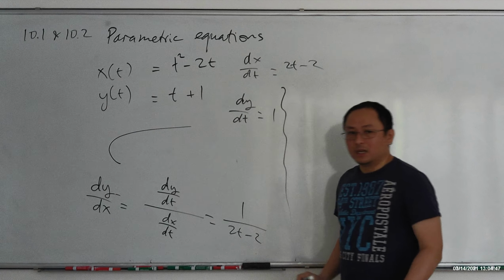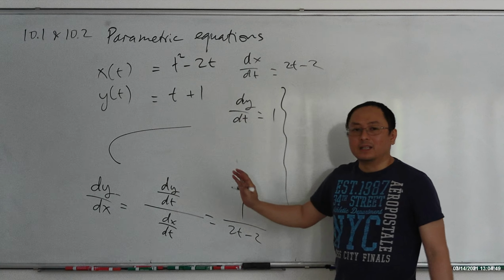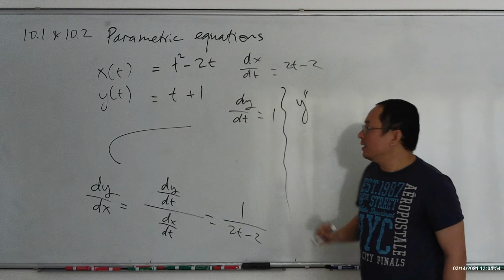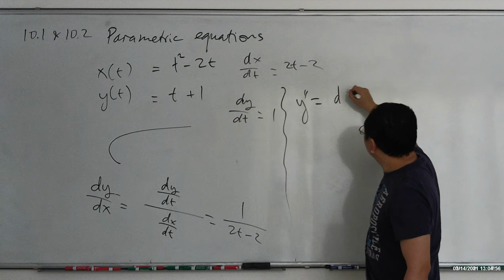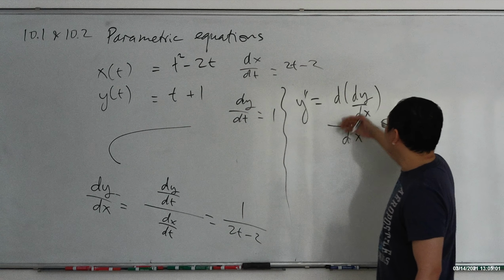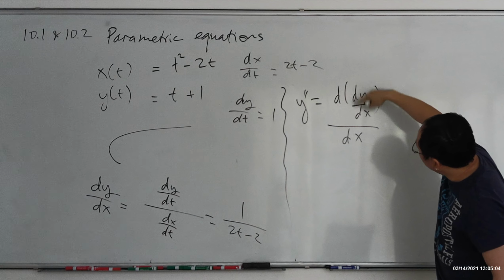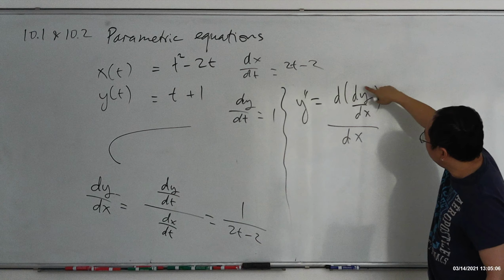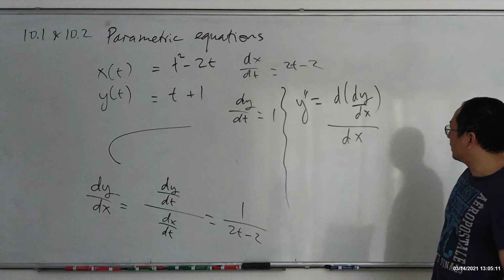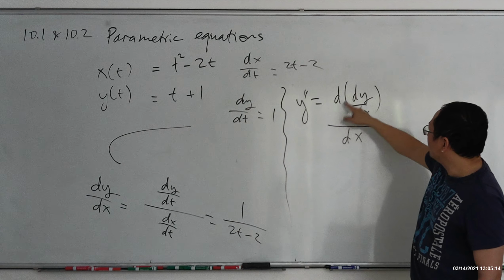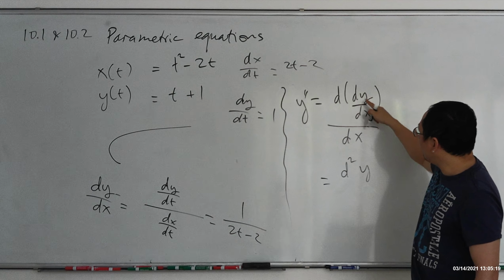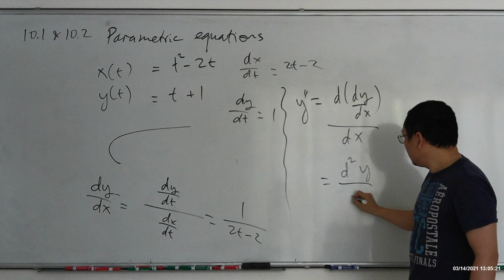Let's make this a little bit more complicated. Let's move on to the second derivative. Before we wrote it this way, y double prime, right? It's really the derivative of dy over dx with respect to x. It means the derivative of the first derivative. dy over dx right here is y prime. So the derivative of dy over dx is the derivative of y prime with respect to the variable x. And this is the second derivative. So in short, people are going to write this way: d squared y over dx squared.